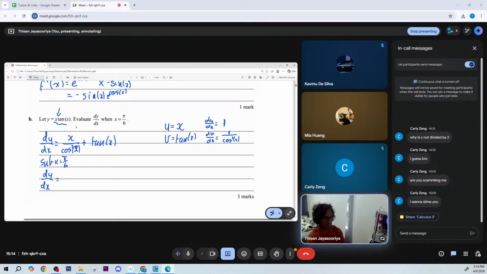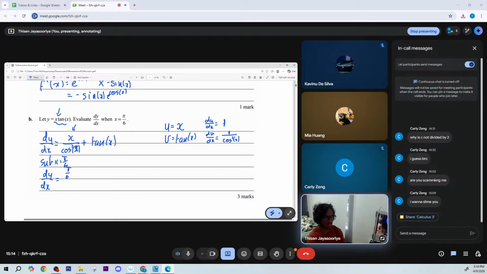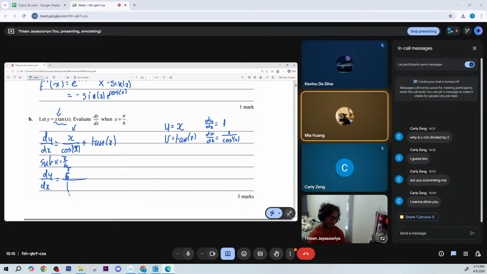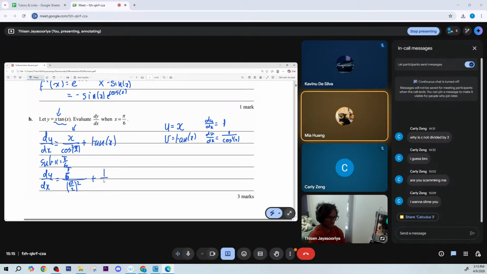So what does x get replaced with? Pi on 6. Here we have cos squared of pi on 6, right? What is cos of pi on 6? Is it root 3 on 2? Yeah, root 3 on 2, and because it's cos squared, it's root 3 on 2 squared. Yeah? Plus, what's tan of pi on 6? Would it be 1 on root 3? Yeah, 1 on root 3.